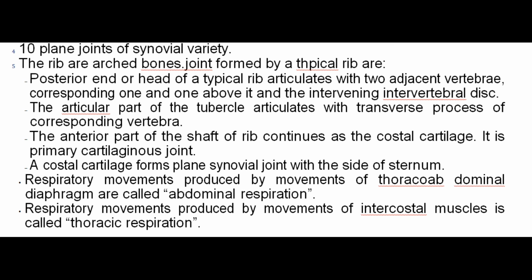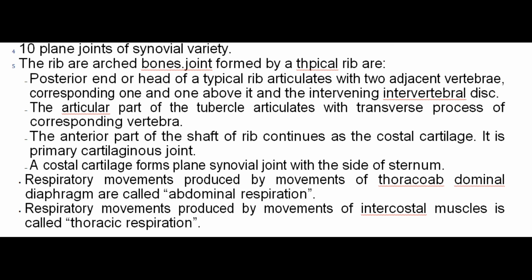The ribs are arched bones. Joints formed by a typical rib: the posterior end or head of a typical rib articulates with two adjacent vertebrae, the corresponding one and the one above it, and the intervening intervertebral disc. The articular part of the tubercle articulates with the transverse process of the corresponding vertebra. The anterior part of the shaft of the rib continues as the costal cartilage. It is a primary cartilaginous joint. A costal cartilage forms a plain synovial joint with the side of the sternum.